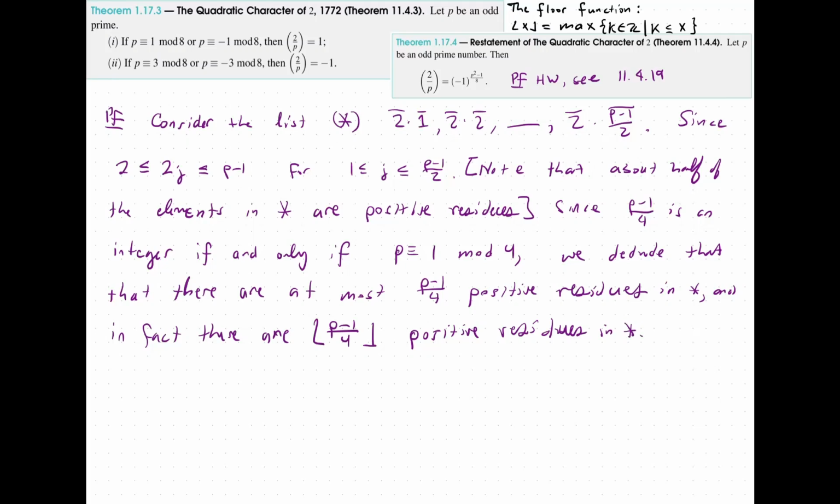Now, the floor function, recall that this is the greatest integer function. So here's the definition: the floor of x is defined as the maximum integer k such that k is less than or equal to x. But then, there are g, which is equal to (p minus 1) over 2, minus the floor function of (p minus 1) over 4, negative residues.